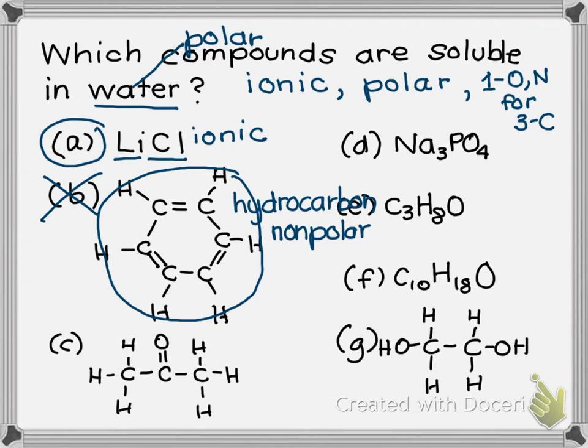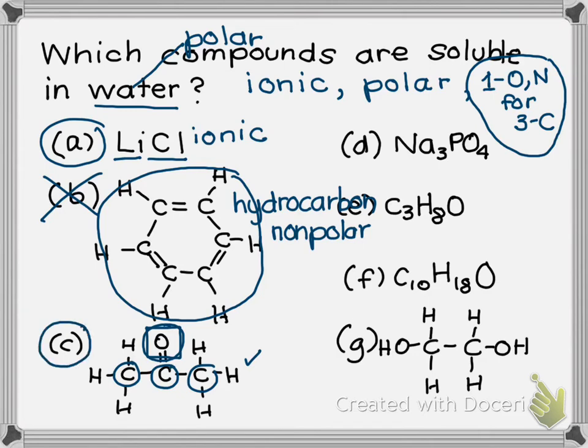Now letter C. I see hydrogens and carbons, but I see this oxygen here. And I know the rule up here that if I have one oxygen or nitrogen for every 3 carbons, the water should be able to hydrogen bond with it. So I have 1, 2, 3 carbons and 1 oxygen with it. So I do think that this guy should be able to hydrogen bond with the water, and therefore it will dissolve.